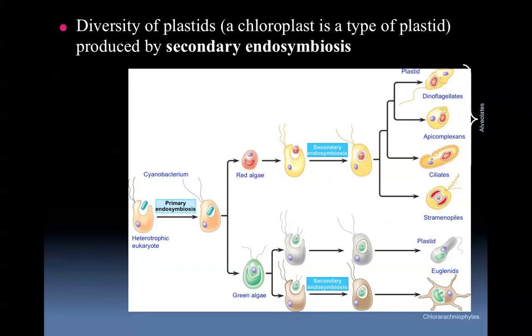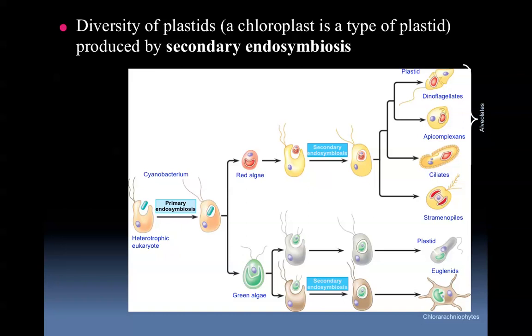Remember that all protists are eukaryotes. Some of them are single cellular, some are multicellular. One of the things that differentiates a lot of the different protists is the types of plastids that they have. A plastid is just a pigmented organelle, and a chloroplast is an example of a plastid. One of the things that's created these unique organelles inside of protists is something we call secondary endosymbiosis.